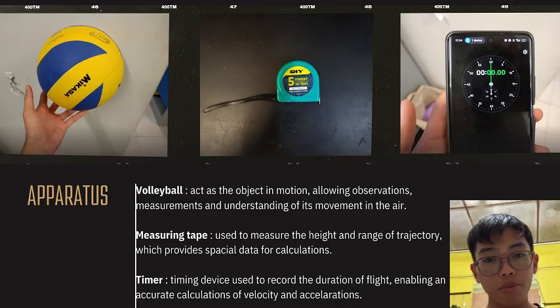Second of all, I'm going to talk about the apparatus that we used. First is a volleyball. It acts as the object in motion, allowing observation, measurement, and understanding of its movement in the air. Number 2 is measuring tape, which is used to measure the height and range of trajectory, which provides spatial data for calculation. Number 3, we use a timer, which is a timing device used to record the duration of flight, enabling an accurate calculation of velocity and acceleration.